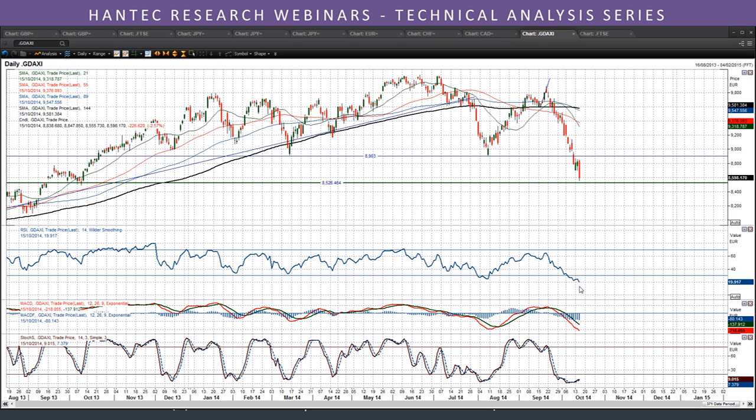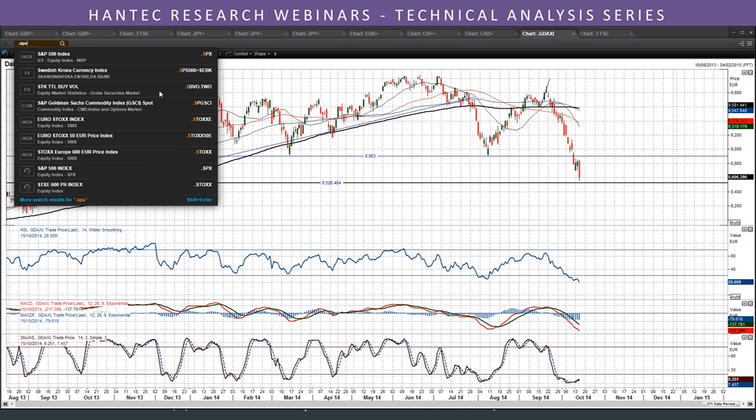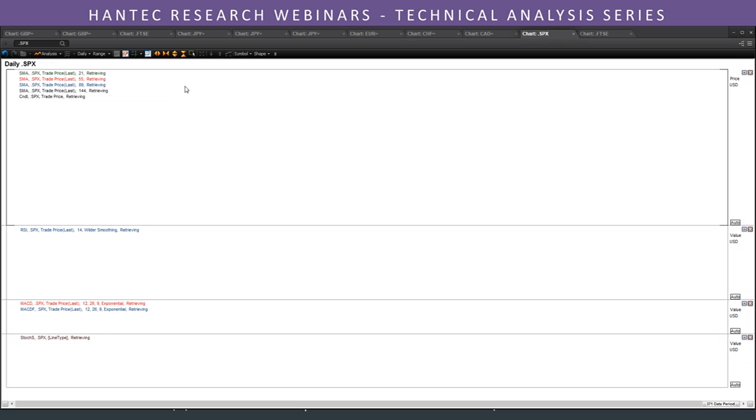So there's no real prospects at the moment, unless you're going to get some sort of sharp V-shaped bottom on the indicators. It doesn't look great on the DAX. So there we go. Is there anything else you want to look at? Well, SPX. Let's have a look at that.